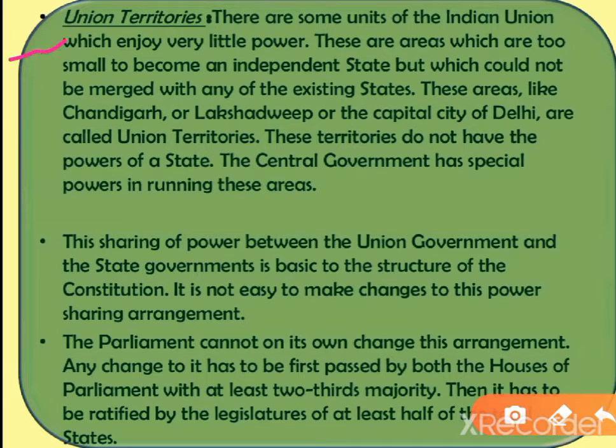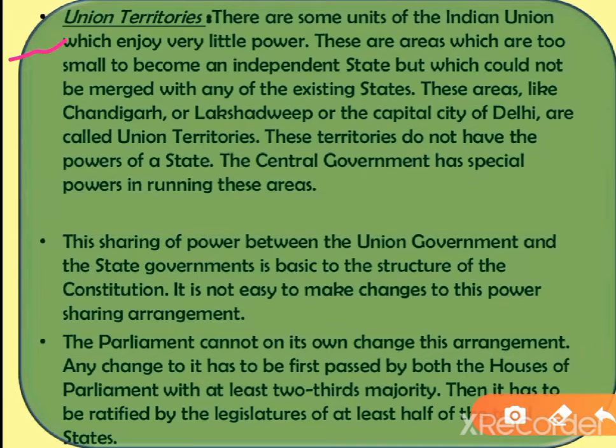Next one, Union Territory. There are some units of the Indian Union which enjoy very little power. These are areas which are too small to become an independent state, but which could not be merged with any of the existing states, such as Chandigarh, Lakshadweep, or the capital city of Delhi. These are called union territories. At present, how many union territories are there?